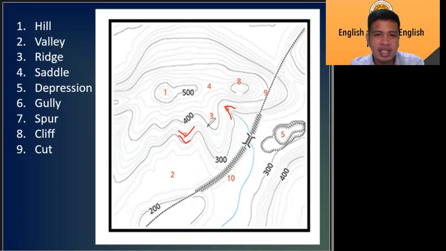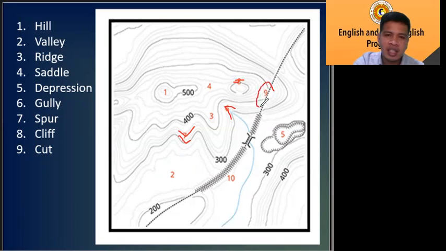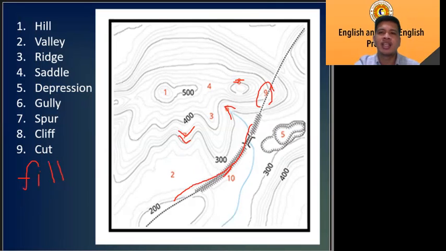Number 8 is a cliff. There's a cliff here because the lines are closer to each other. And then there's a cut in here because this one is a railroad. So there's a cut here. And of course, here is number 10. We have a fill. I forgot to write it here. Number 10 is a fill.